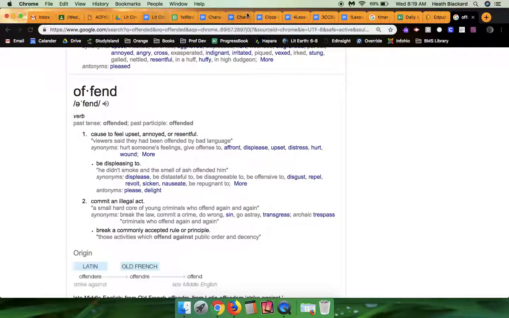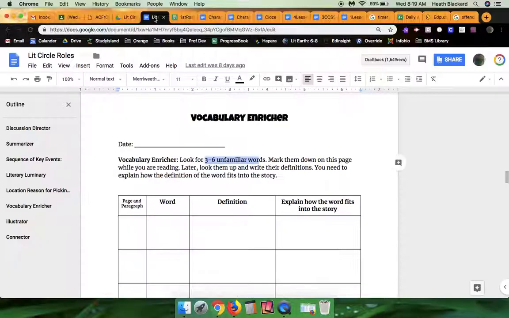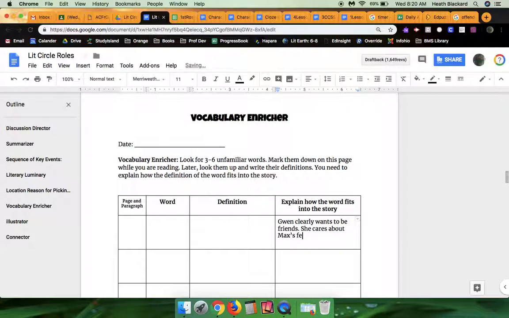So now I'm going to put that into my own words back over here in the definition box. And then I'm going to explain how it fits into the story. And the important part here is that Gwen clearly wants to be friends. She cares about Max's feelings. So I did a lot of work with that word to figure out what that definition means.